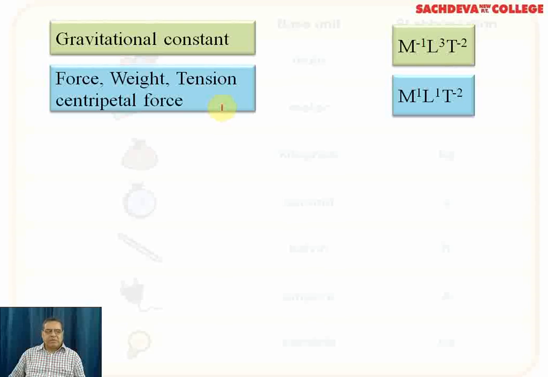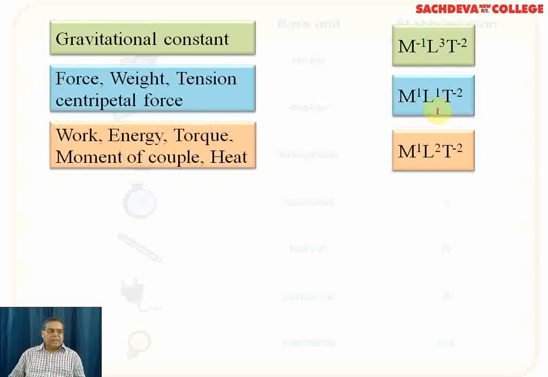We put the dimension of acceleration as LT^-2, and the net dimension of force will become M^1 L^1 T^-2. Then we come towards work, energy, torque, moment of couple, and heat. Well, heat is also a form of energy. So whatsoever is the unit of work or energy, same is the unit for heat.